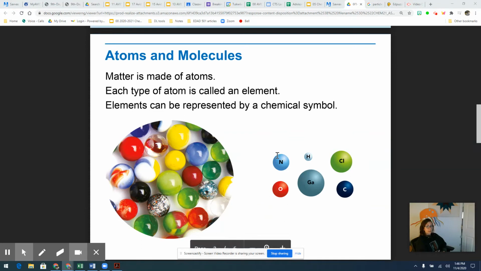So you will actually be memorizing a lot of these chemical symbols so that you could look at an image like this and know exactly which element each one of these symbols are referring to. For example, C is carbon, N is nitrogen, and O is oxygen.